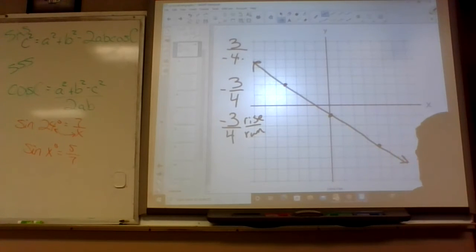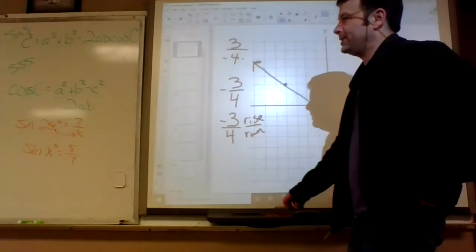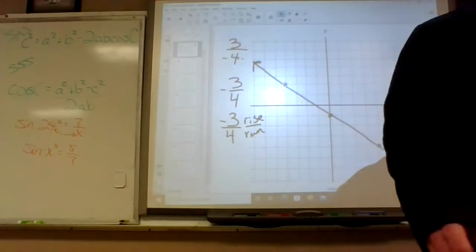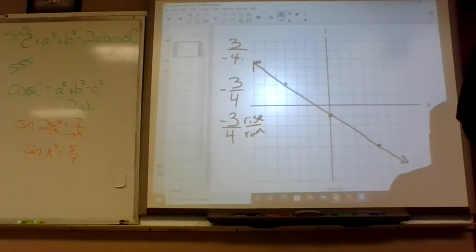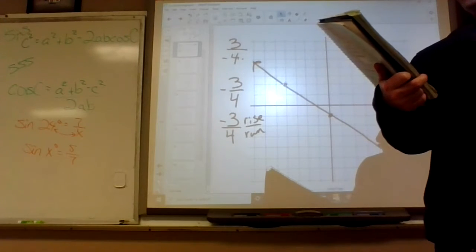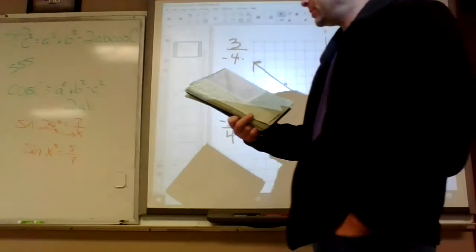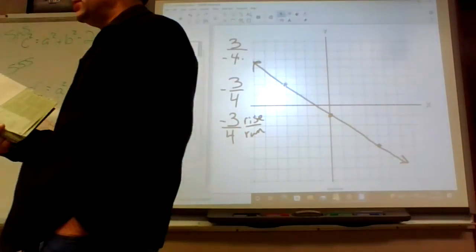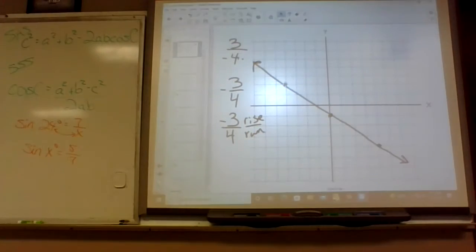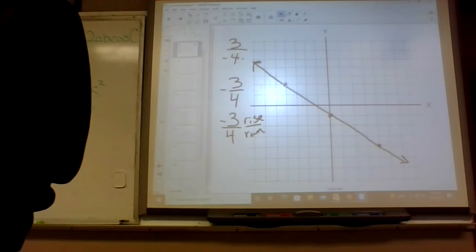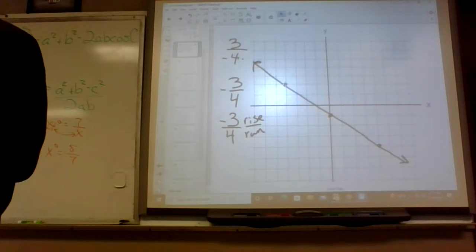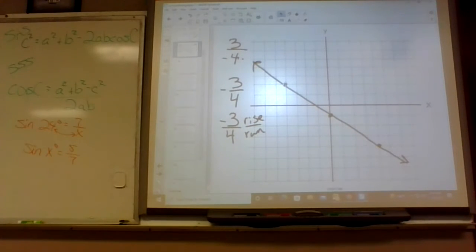Okay, number 15. Number 15 says state the slope and the Y-intercept. So if you look at 14, it's written in slope-intercept form. So that's going to be easier to find the slope and the Y-intercept. But 15 is not in slope-intercept form because it's a weird one.